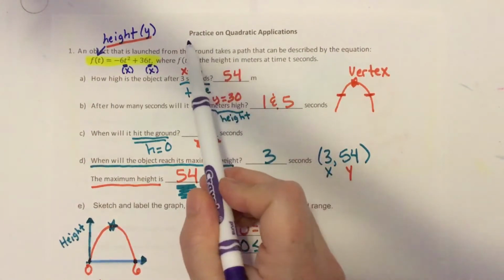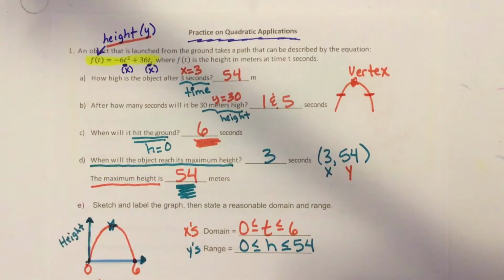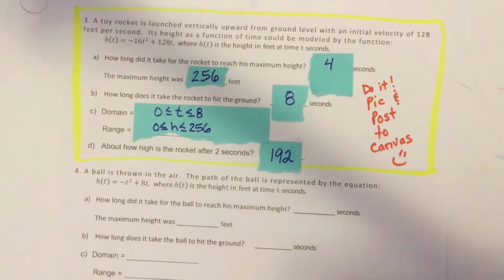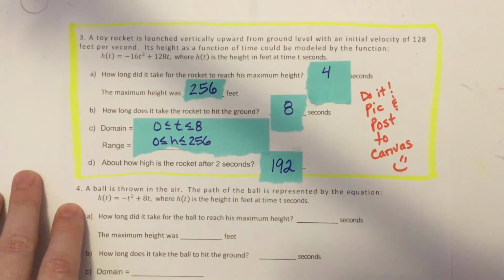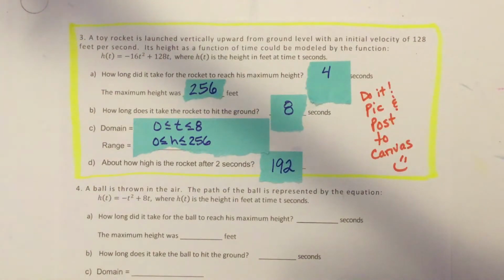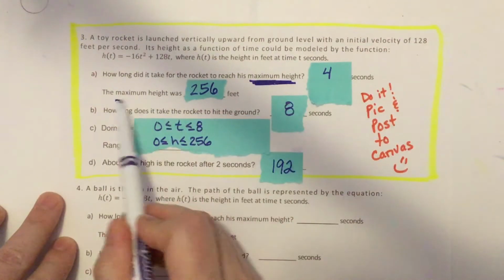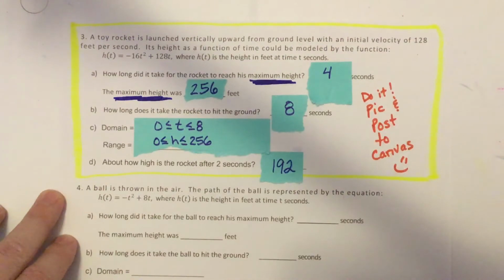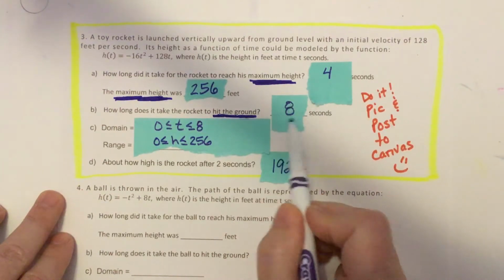Okay, I am back working on this paper again for day number 2, practice on quadratic applications. And yesterday I asked you to do number 3 for me, and I wanted to show you what your answer should be. So the first thing I found was the vertex because it wanted the maximum height and how long it took to reach there. And then it also wanted to know how long it takes to hit the ground. So that's when I looked for a y value of 0.